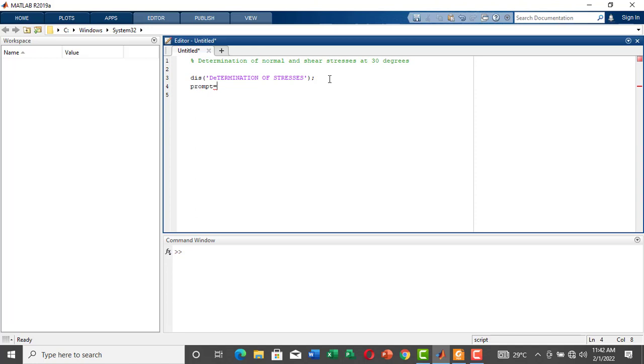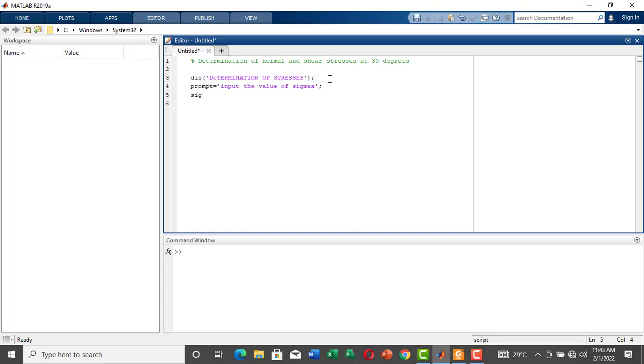So what I want to prompt is, okay, input the value of sigma x. So this is what I want you to prompt. You close with a quotation normally with a semicolon. Input the value of sigma x. So now what will now be the value of sigma x?